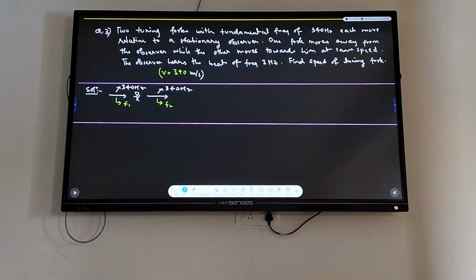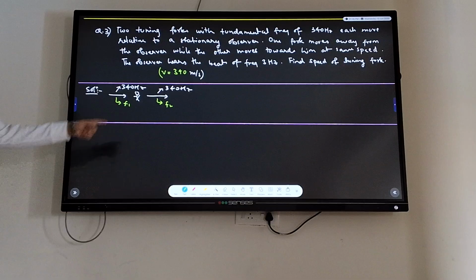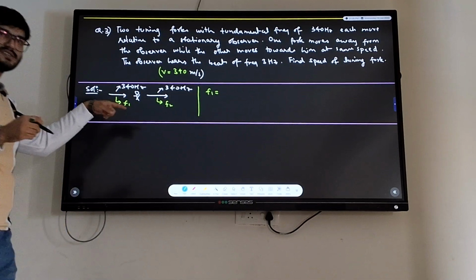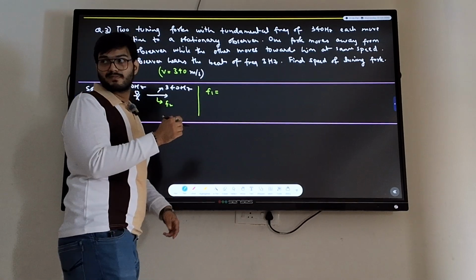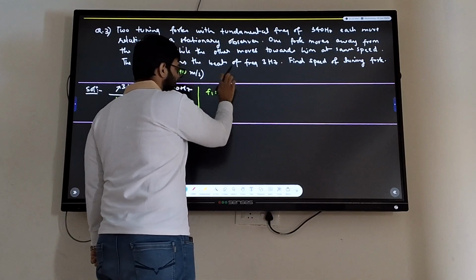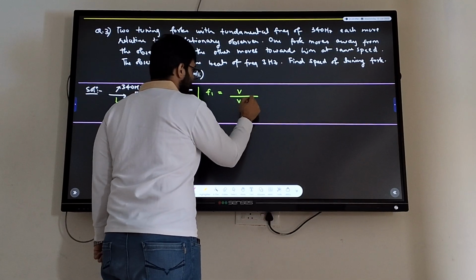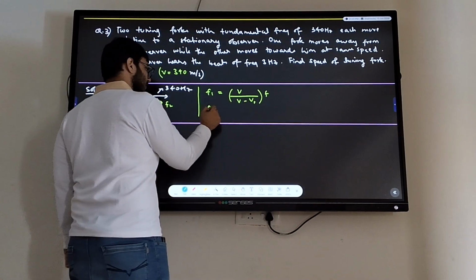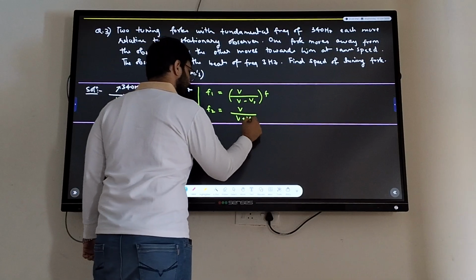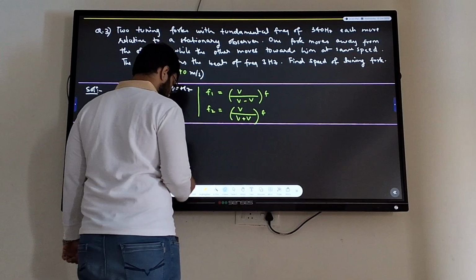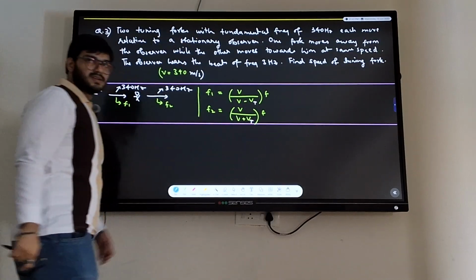Yes, they both have the same fundamental frequency, 340 Hertz. But when they start moving, due to the Doppler effect, their frequencies will change. Maybe this frequency becomes F1 and this frequency becomes F2. Yes or no? They both move with the same speed. Can you already tell me what F1 is equal to? That should be, since it's moving towards the observer, V over V minus Vs into frequency, right? This is F1. What will be F2? V over V plus Vs. And I'll write Vs as V tuning fork.